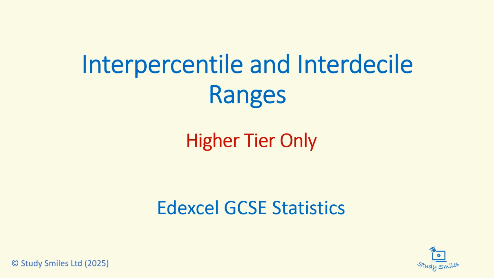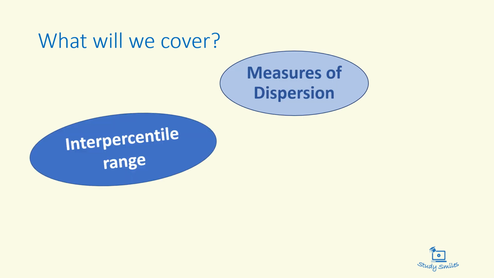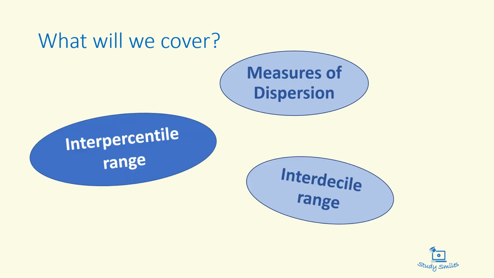This lesson follows on from the previous lesson on measures of dispersion, but it is only for the higher tier. If you are studying for the foundation level, then just skip this lesson and move on to the next. In this lesson, we will cover two more measures of dispersion, the interpercentile range and the interdecile range.